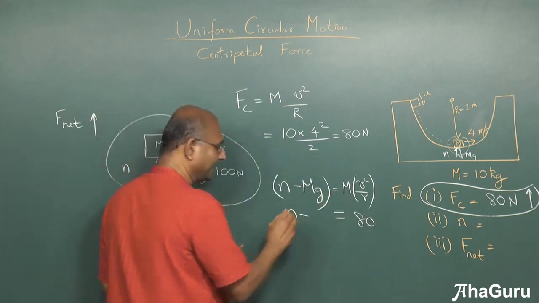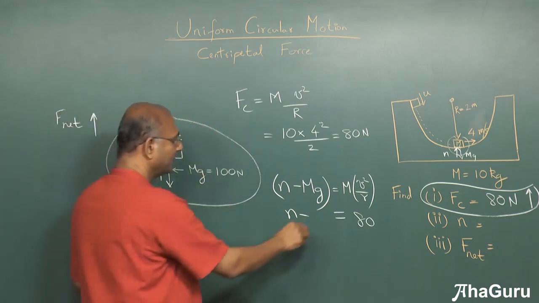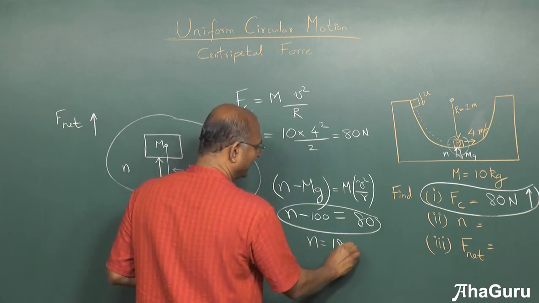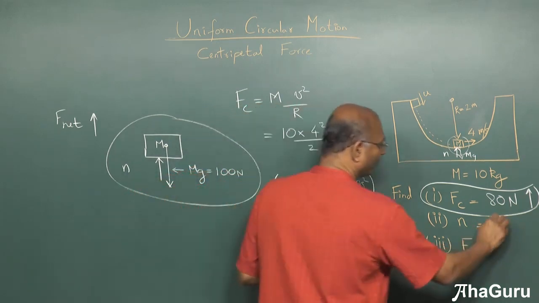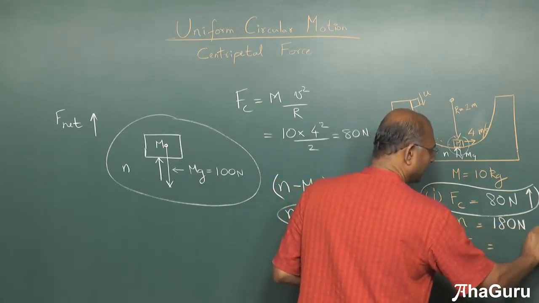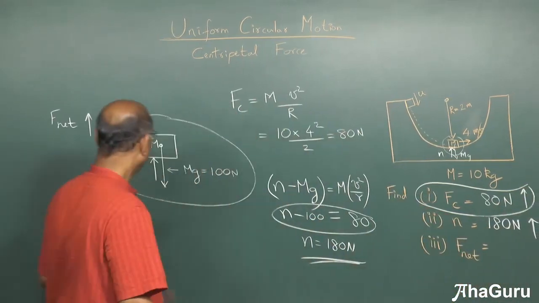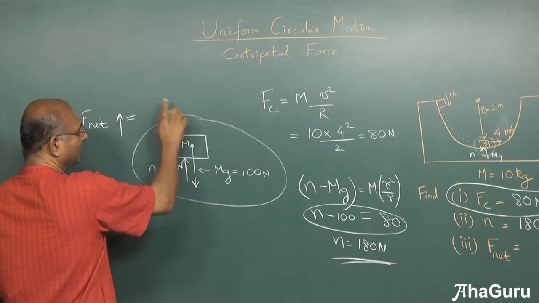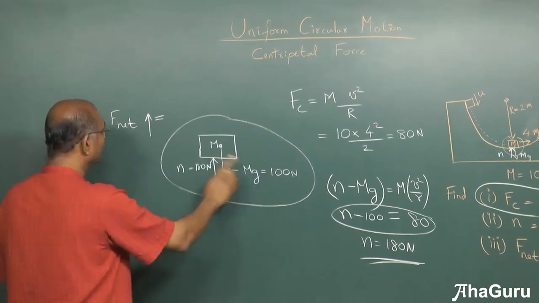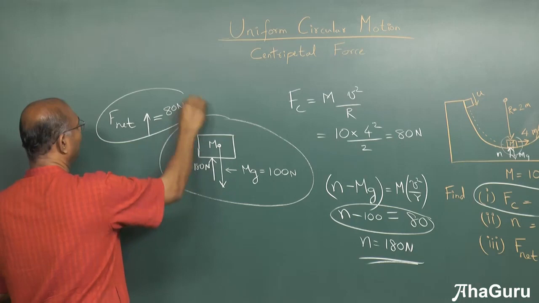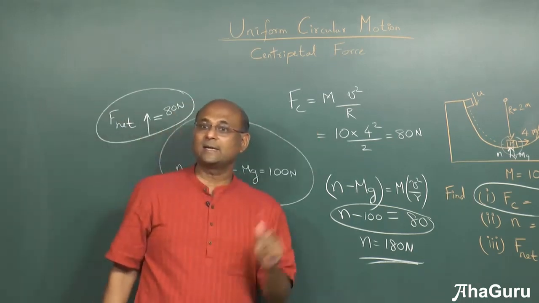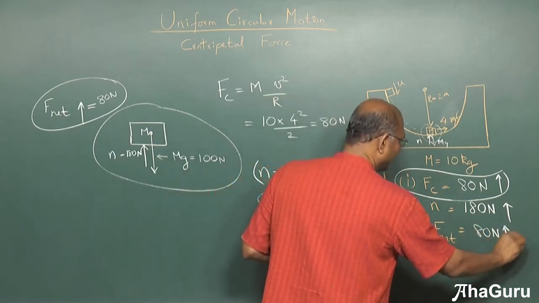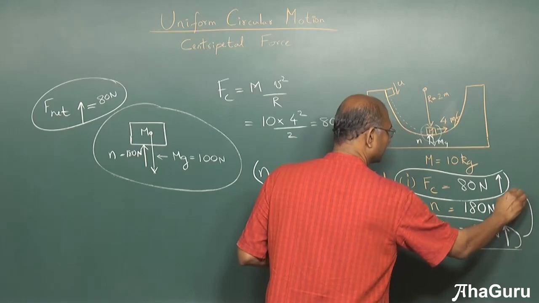Now, N minus mg, which is 100, is equal to 80. So this says that N must be 180 newtons. There is a normal force of 180 newtons in the upward direction. And the net force is 180 newtons upwards minus 100 newtons downwards. So it is 80 newtons upwards. This is what we were calling centripetal force. So the net force is 80 newtons upwards, because the net force is the same as the centripetal force.